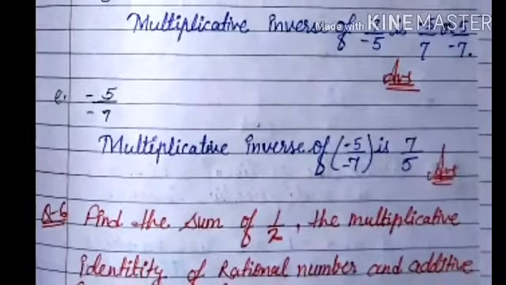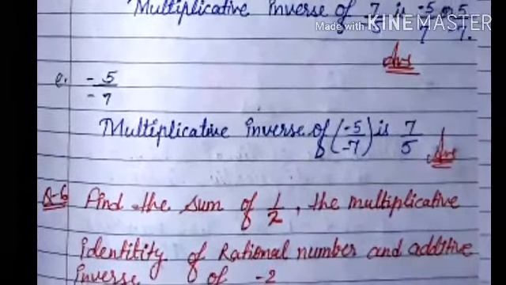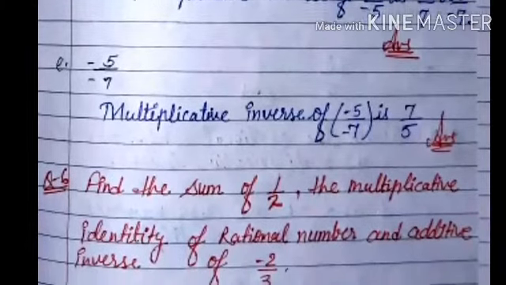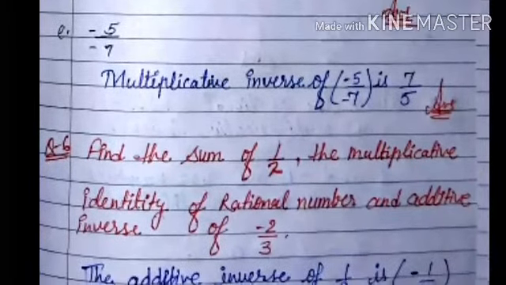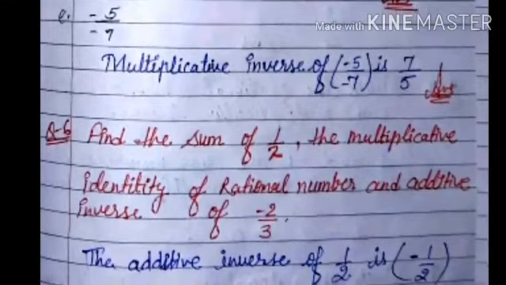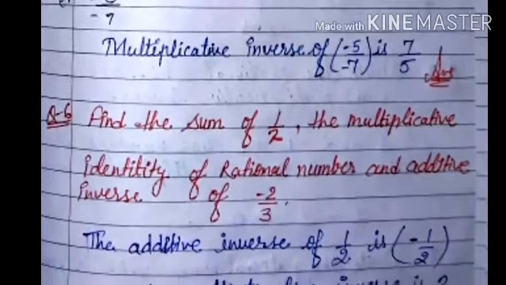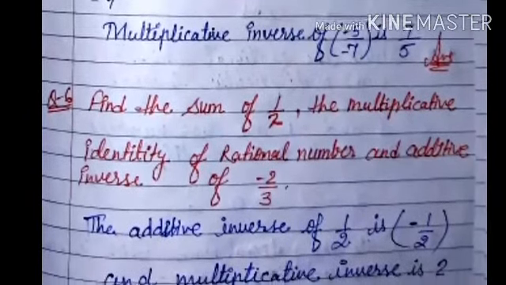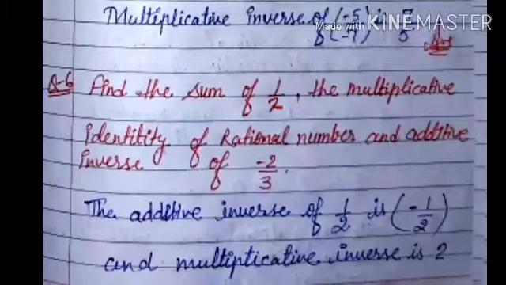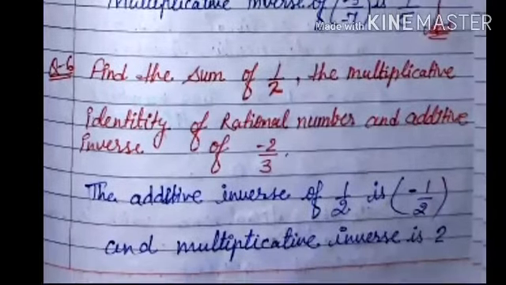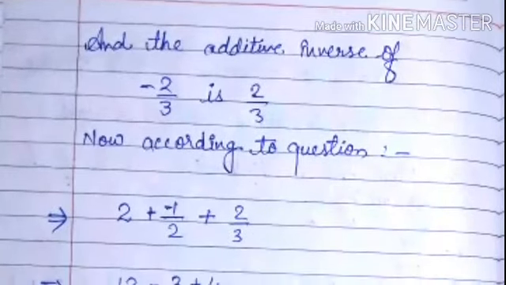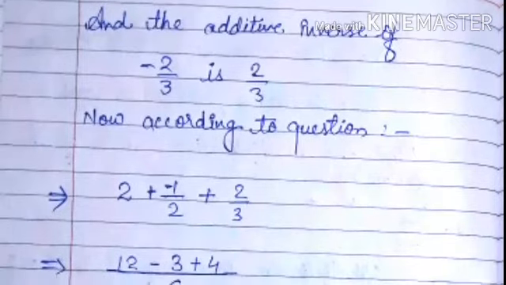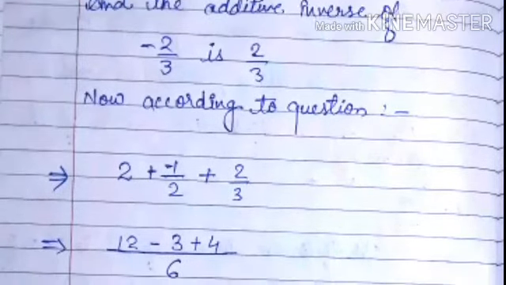Next question is find the sum of 1 upon 2, the multiplicative identity of rational numbers, and the additive inverse of minus 2 upon 3. So for the solution, the additive inverse of 1 upon 2 is minus 1 upon 2 and the multiplicative identity is 2. Now we will add all three, so we will get 2 plus minus 1 upon 2 plus 2 upon 3.